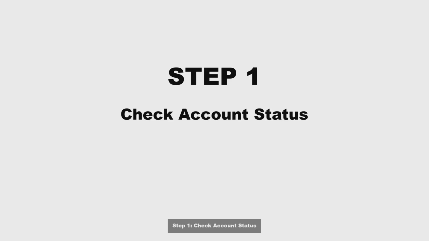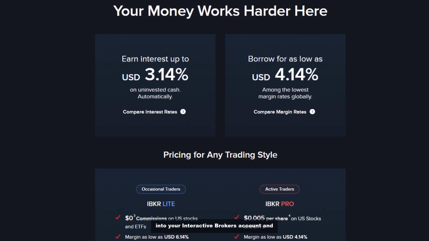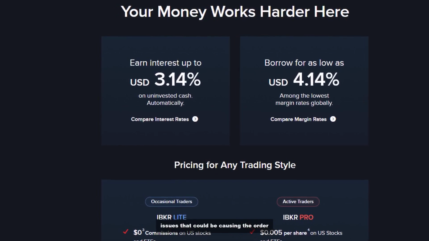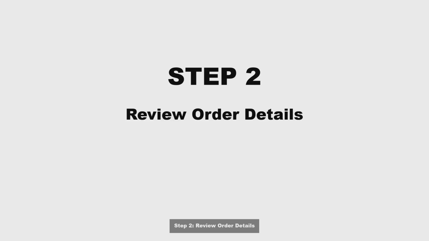Step 1. Check account status. Ensure your account is in good standing. Log into your Interactive Brokers account and verify that there are no restrictions or issues that could be causing the order rejection.